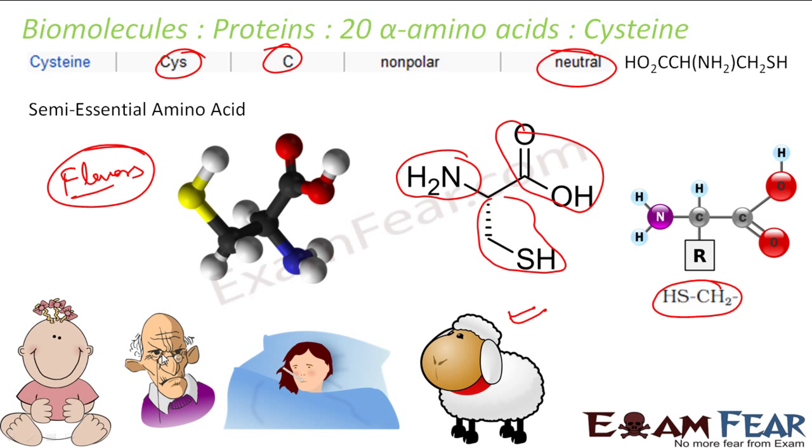A lot of uses actually for this. The sources are egg, milk, red pepper, garlic, onion, and oats. These are used generally by infants, the elderly, or sick people because they are semi-essential amino acids.